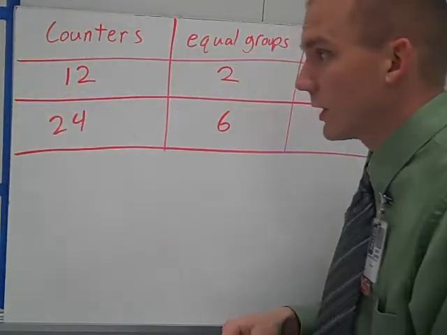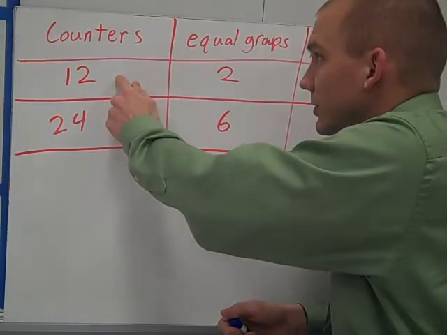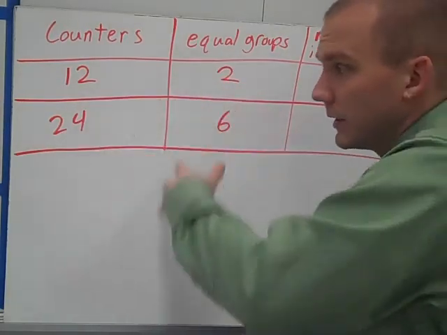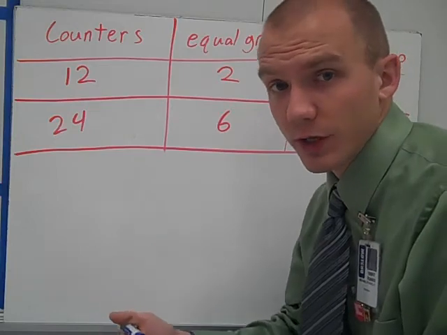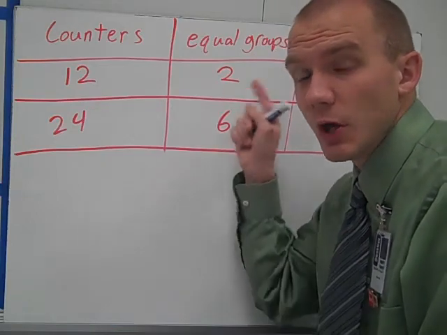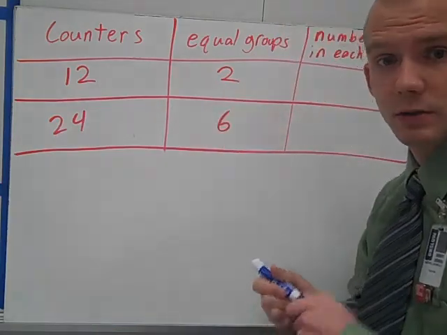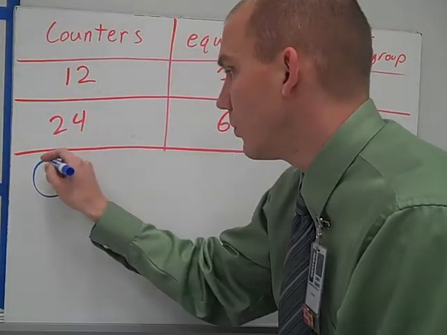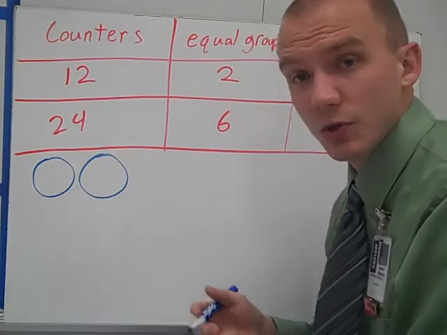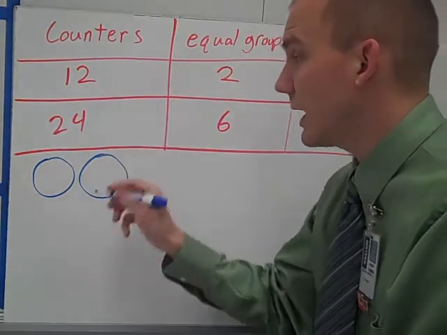Let's take a look at a few more examples. In this case, we're going to use counters and the number of equal groups. We're going to fill in this chart. Say I had 12 counters, just like before where we had 12 cookies. But this time I'm putting them into 2 equal groups. Well, in that case, you just draw 2 circles, and then you put counters in there.